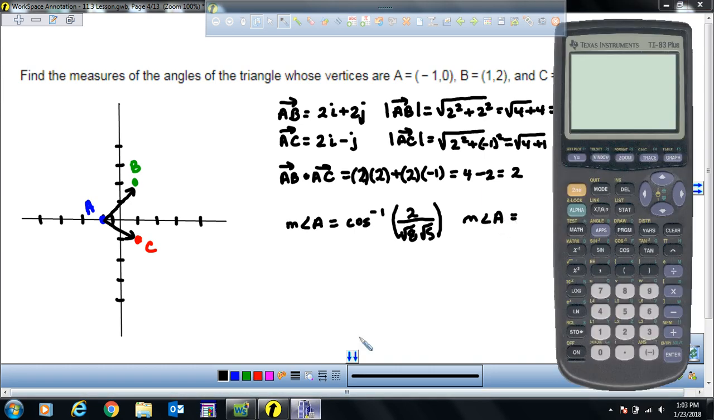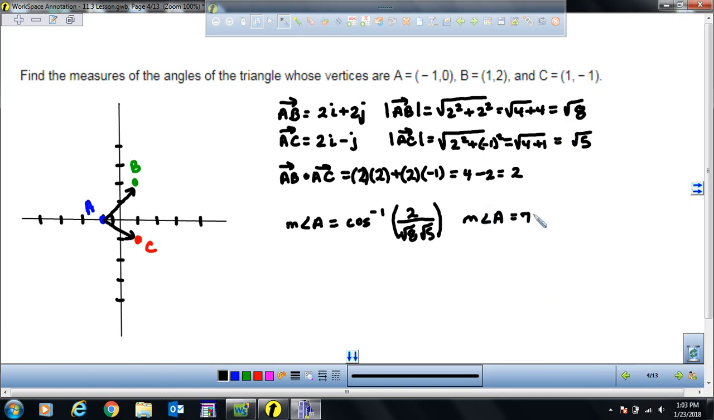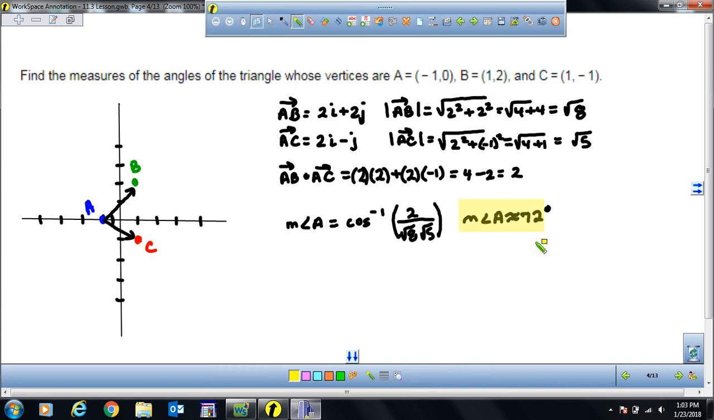Okay, so let's put that in the calculator. We have cosine inverse of 2 divided by, and then in parentheses, square root of 8 times the square root of 5, and close the parentheses. That gives me 71.56. So what should we round to? Let's round to the nearest degree. So that would be about 72 degrees. I'm going to put approximately equal because it's not exactly 72. It's close to 72.